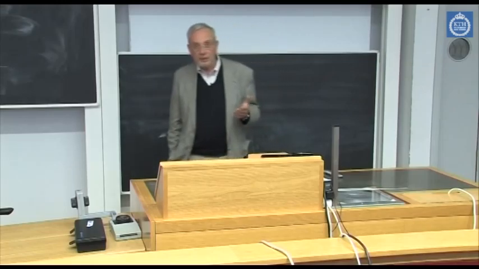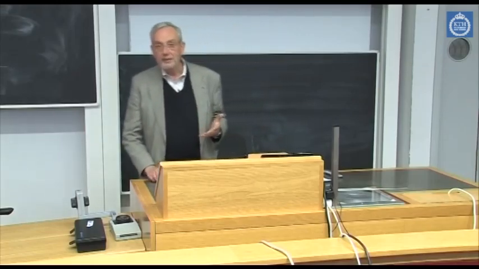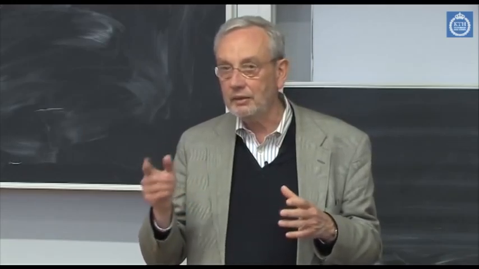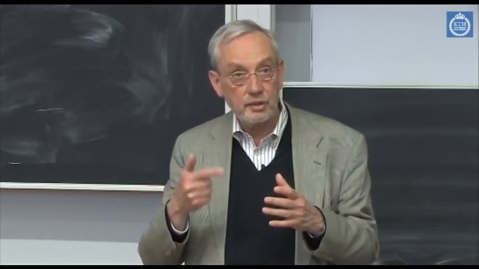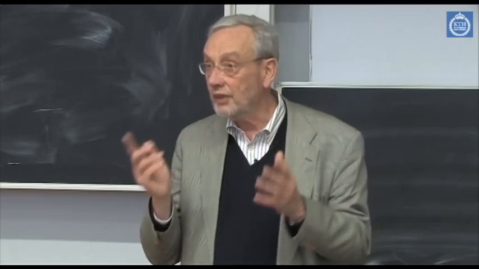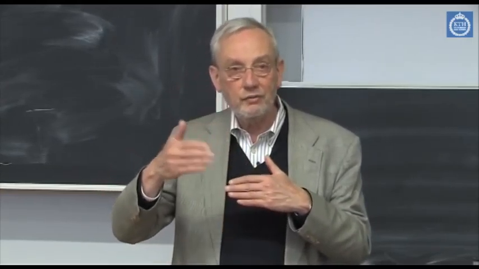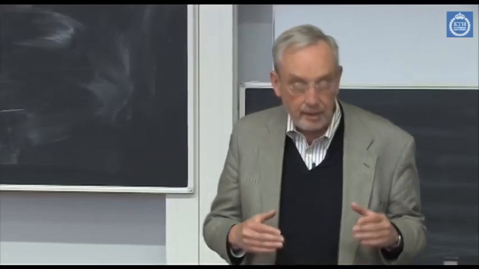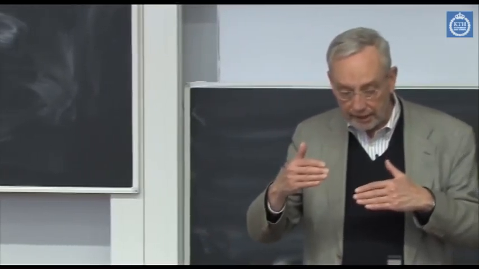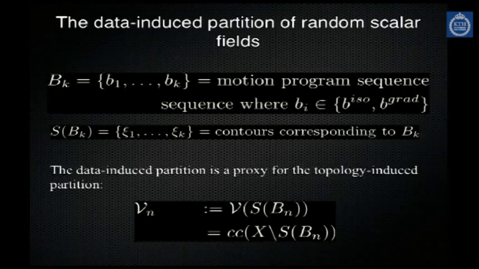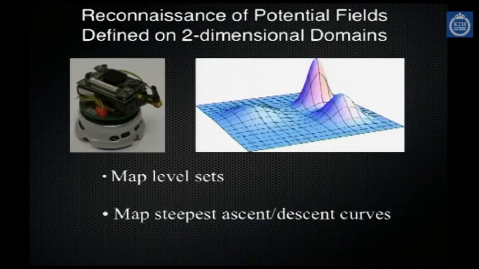And the data-induced partition is what the robot would find if it went out and started mapping contour lines. So it sends back the values, the point locus of the contours that it maps, and from that you can infer what the cells between the contour lines look like. And those cells between the contour lines constitute the data-induced partition.